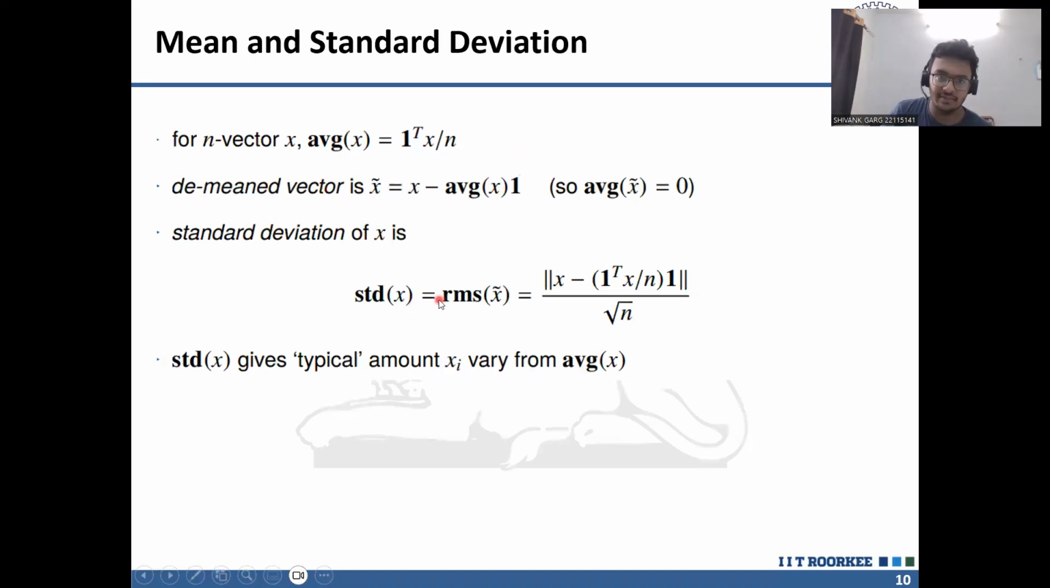Standard deviation is defined as the RMS of the de-meaned vector, which is the norm of x minus mean, divided by root n. That is, the sum of squares of all the elements, basically the norm of this. And this standard deviation gives the amount by which xi varies from the average.